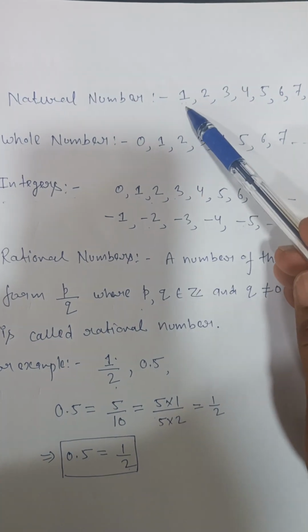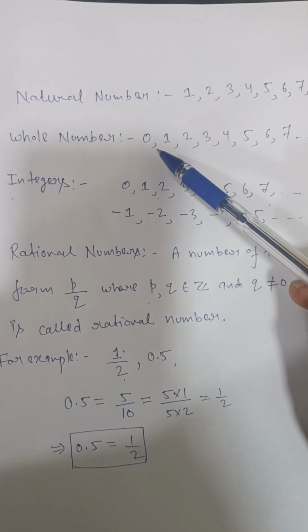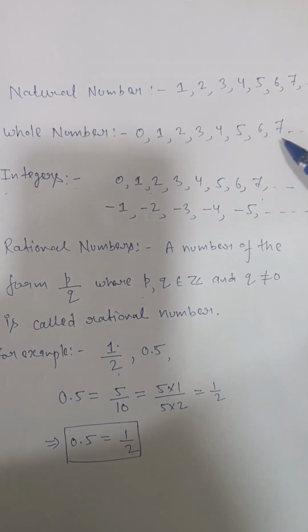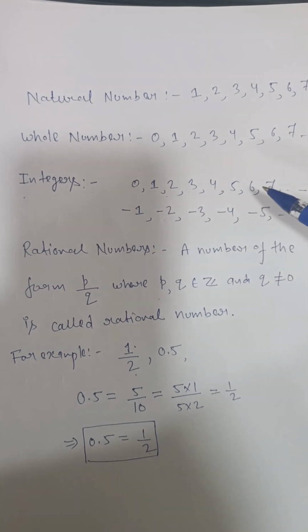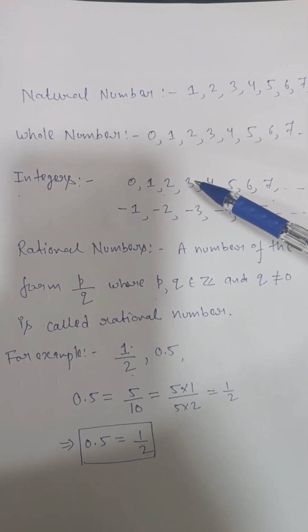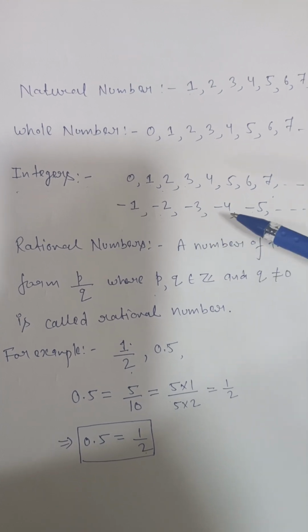We got this from 1 2 3 4 5 6 7. Then the definition of whole number, this is from 0 1 2 3 4 5 6 7, and this is integer, it is from 0 1 2 3 4 5. Then it also contains the negative part of that, so this is minus 1 minus 2 minus 3 minus 4.